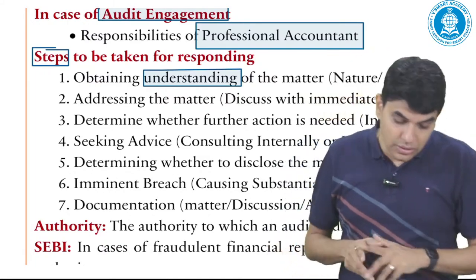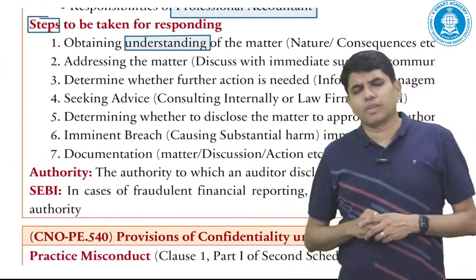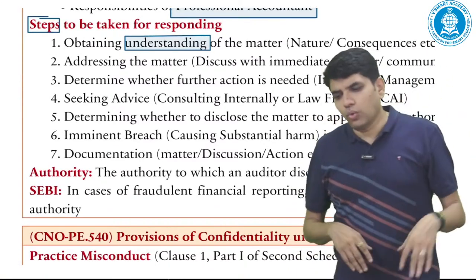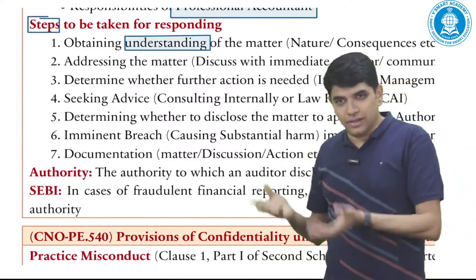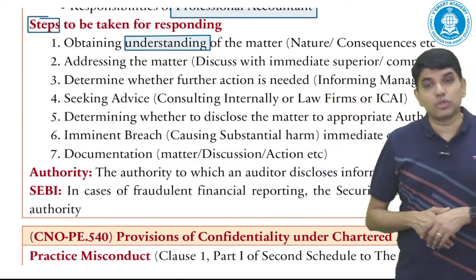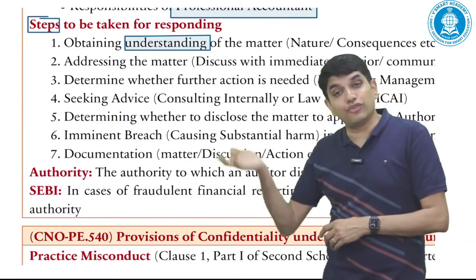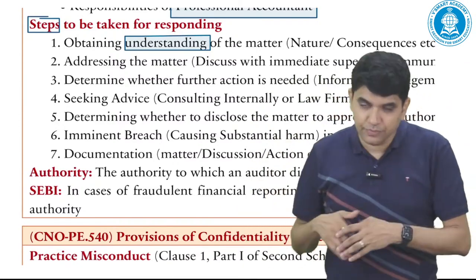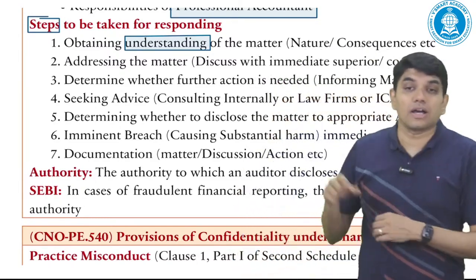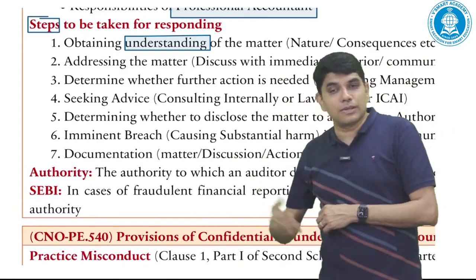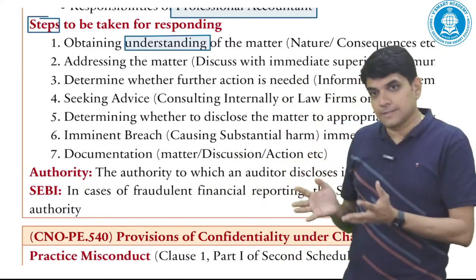What are we supposed to do? Understand the nature. Understand exactly what kind of transaction took place. Say it was a sale or purchase of land. With whom did it take place? So and so parties, so they are covered in the definition of related party. Further, understand what the price of these land parcels was and at what prices the transaction took place.